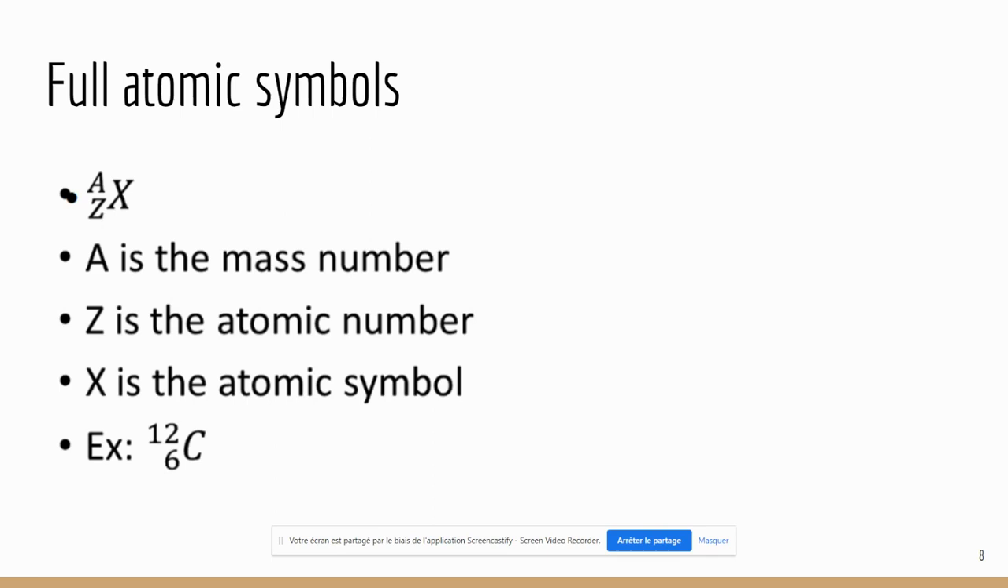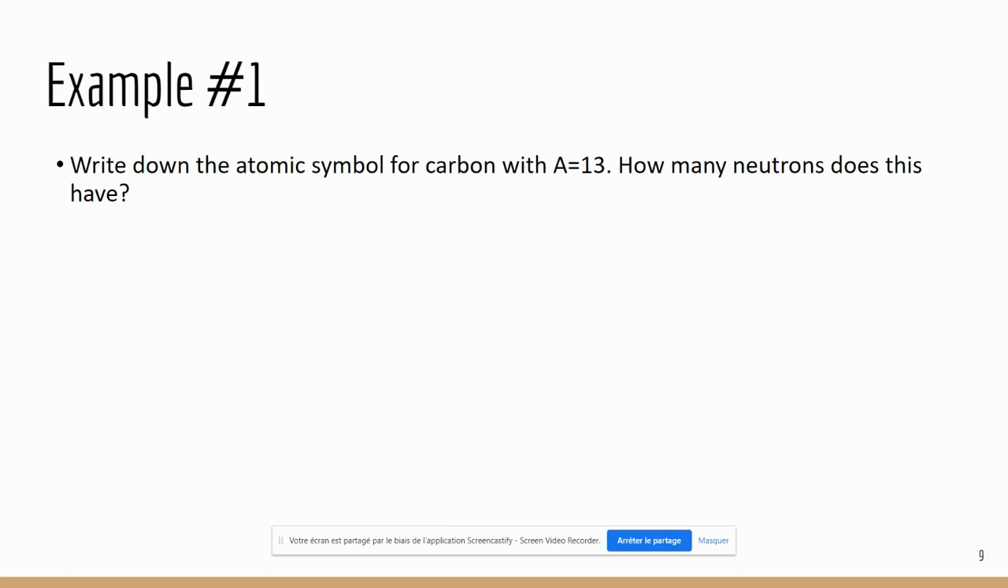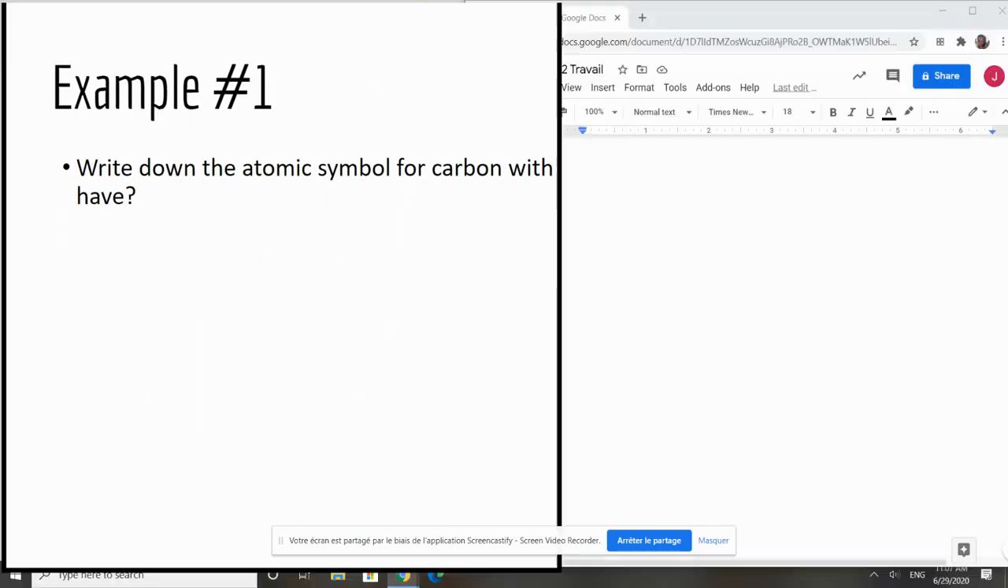Sometimes we want to be able to quickly represent a specific isotope of an element, so we're going to use the full atomic symbols. At the top is the mass number, so protons plus neutrons. At the bottom is the atomic number. You will sometimes see that left off, but for the time being, don't do that. And then X is just a symbol from the periodic table. Let's work through this.